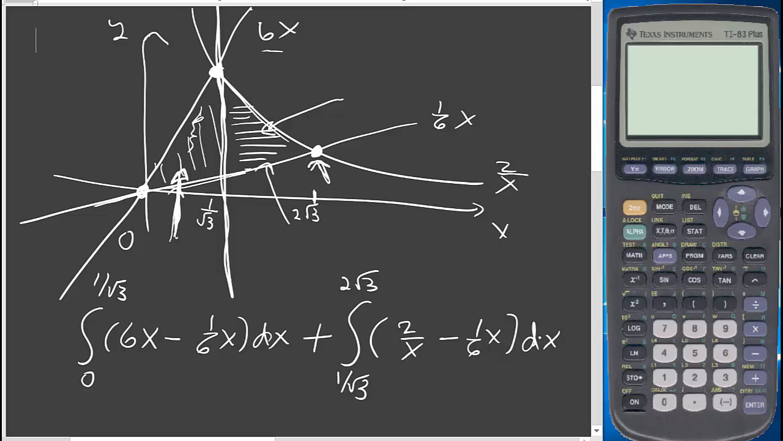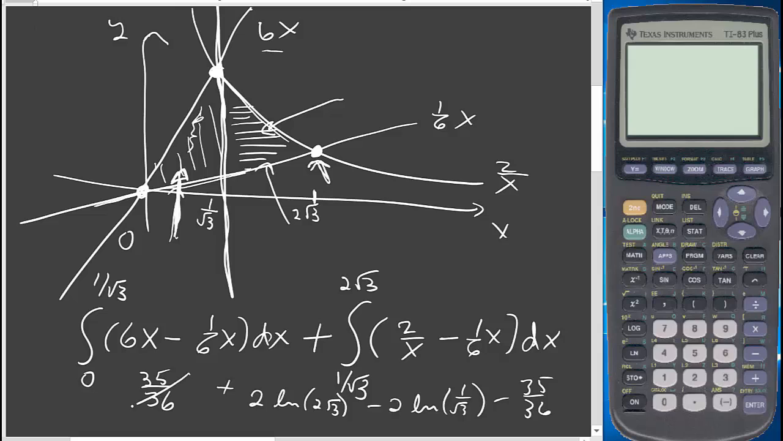And now if we were to solve both of these integrals, this first integral would give us 35 over 36, and the second integral would give us 2 times the natural log of 2 times the square root of 3 minus 2 times the natural log of 1 over the square root of 3 minus 35 over 36. So when we combine these two, we'll see that the 35 over 36 cancels, and we're left with 2 times the natural log of 2 times the square root of 3 minus 2 times the natural log of 1 over the square root of 3 as the exact area.